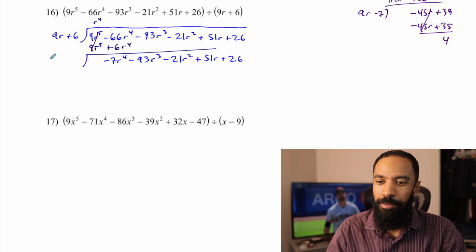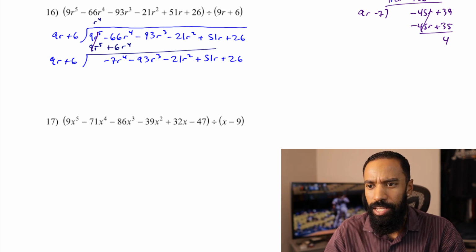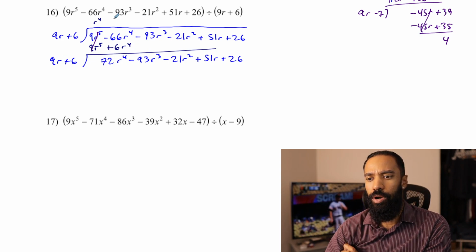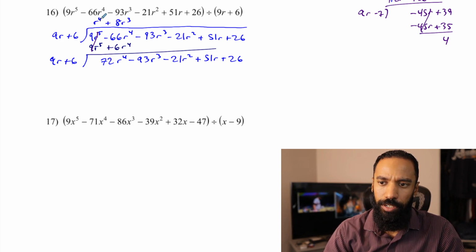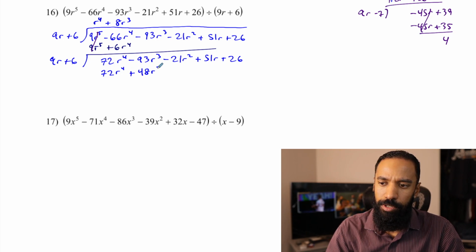All right, 9r plus 6. Oh, that already doesn't go in. See, I said 72, but I didn't write it. Minus 72r to the 4th. 9r goes into 72r to the 4th, 8r cubed times, I guess I'm sticking with this color. So that's 72r to the 4th. Remember, I'm multiplying these. 6 times 8r cubed is 48r cubed.